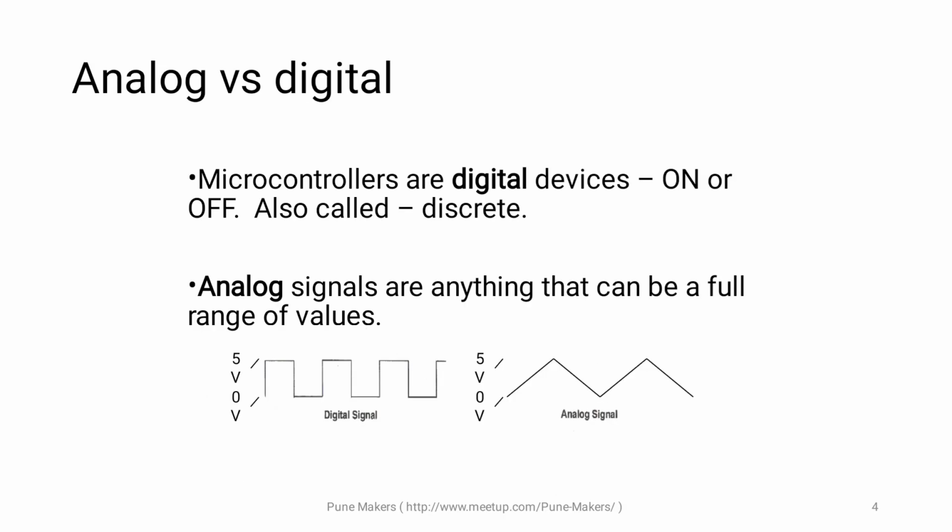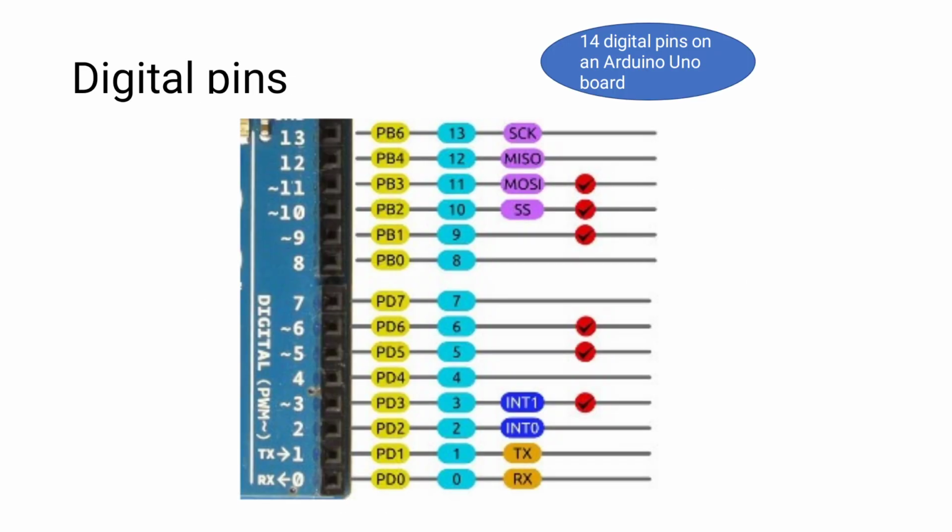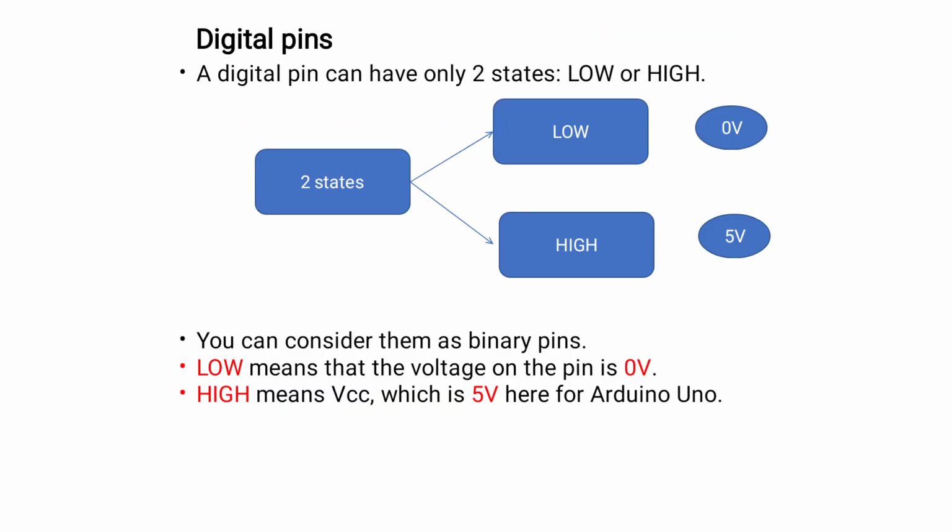A microcontroller or digital device is on and off, also called discrete. But analog signals can take the full range of values. If you consider an Arduino board, you will have digital pins 0 to 13, 14 digital pins. Some of these are PWM pins: 3, 5, 6, 9, 10, 11 are digital PWM pins. RX and TX are the transmit and receive pins. The remaining things can be connected to the digital pins.